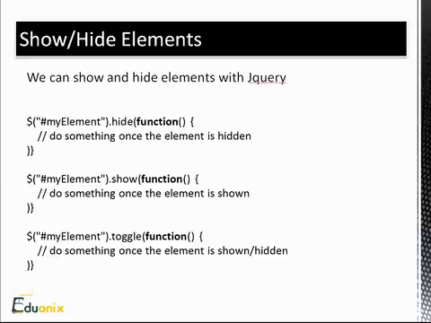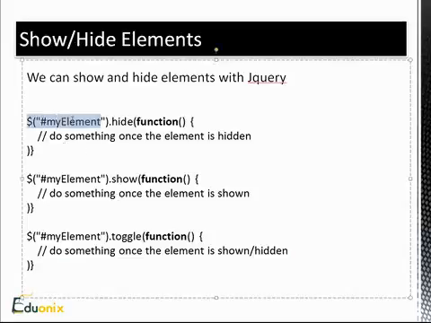Show and hide elements is another great use of jQuery. We can use the hide and show actions. So here we're grabbing something with the ID of myElement and we're going to hide it, and once it's hidden it's going to do whatever we put here. Same thing here, we're just showing it. So do something once the element is shown. Here we're using toggle, which basically changes from hide to show as you click. So that's what toggle does.